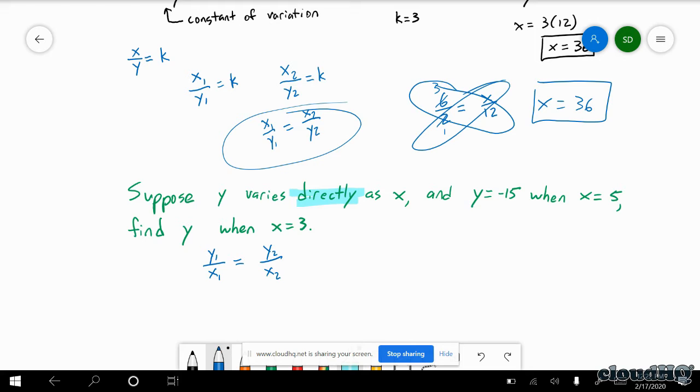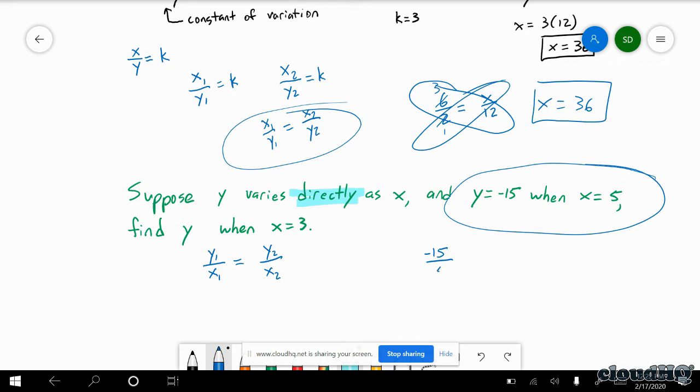For the same reason we used the letters up above. They gave us y first, that's why I put it in the top. Varies as x, so I put x in the denominator. If we would have switched them around, it would have been fine, but we need to be consistent. But let's go ahead and plug in the numbers. So we have y equals negative 15 when x is 5. The word when is a key word there. We know that means y equals negative 15 and x equals 5 are grouped together. So that's one of your sets of data. We can call those y1 and x1, if you will.